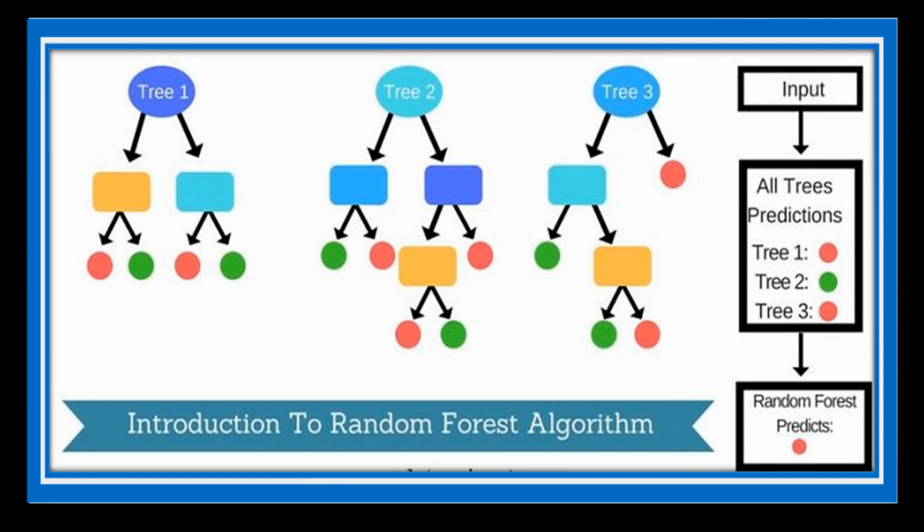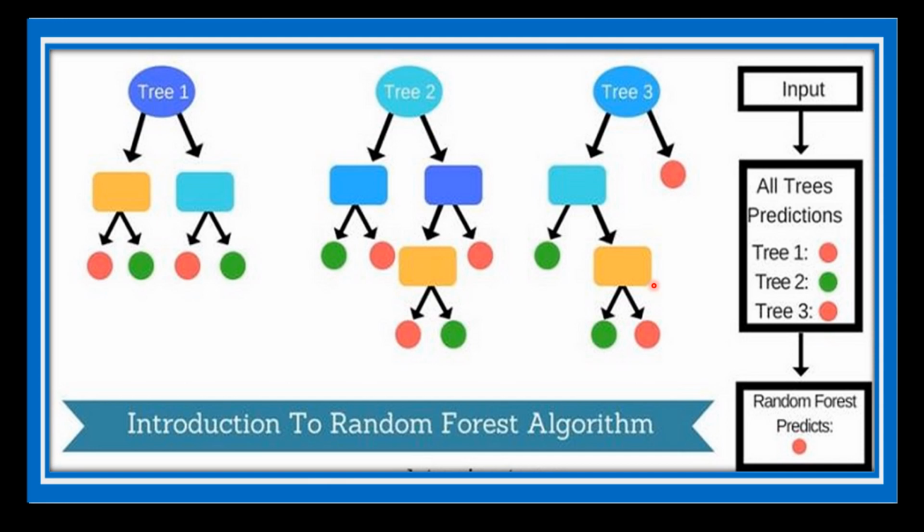So in the context of machine learning, these decision trees are simple models that recursively partition the data into subsets based on the values of input features, and each decision tree is trained on a random subset of data and a random subset of features, which helps to reduce overfitting and improve the model's performance.